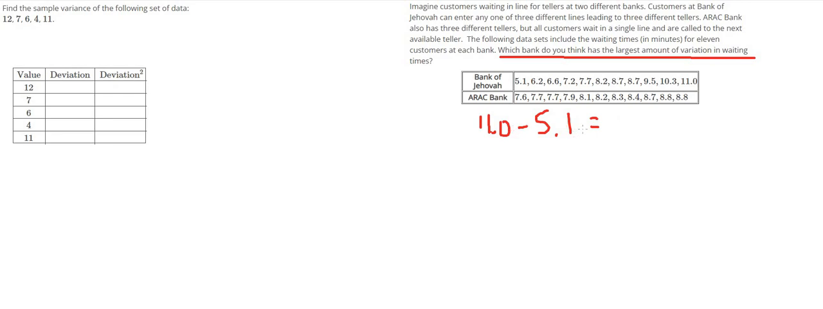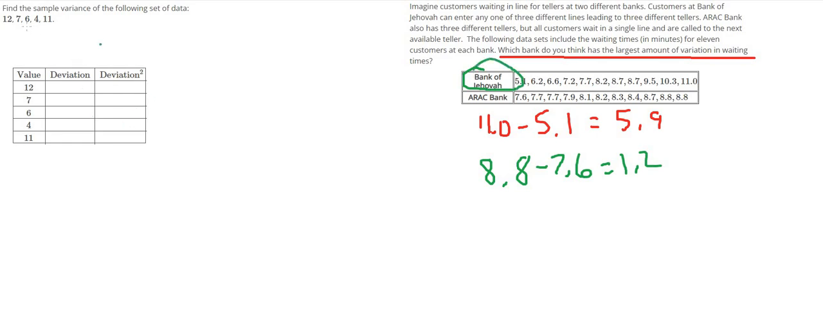And that would give us 11.0 minus 5.1, which is 5.9, and they do give us the numbers in order. And sometimes they'll even say divide by 4 for this, but it won't matter since we're dividing both numbers by 4. We don't need to do that. We just want to know which one is the largest. And for the other one, the ARAC bank, it's 8.8 minus 7.6, which is going to be 1.2. So that clearly says that the Bank of Jehovah is going to have the larger variance.